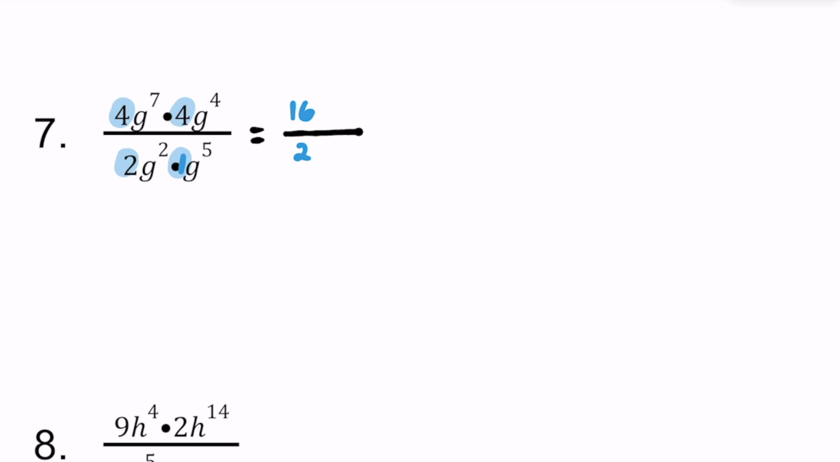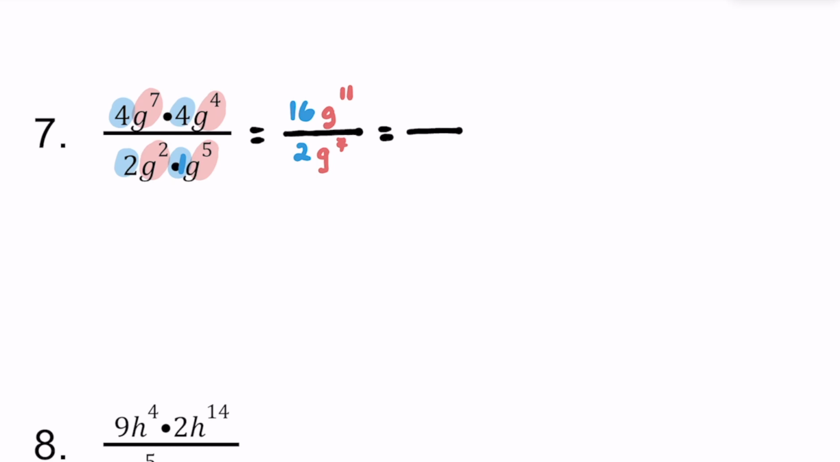Then moving on to these variables, we have g to the 7th times g to the 4th power using the product property. 7 plus 4, that's 11. So g to the 11th power. And then on the bottom, we have g to the 2nd power times g to the 5th power using that product property, 2 plus 5 is 7, so g to the 7th power. Alrighty, so let's go ahead and deal with these coefficients a little bit more.